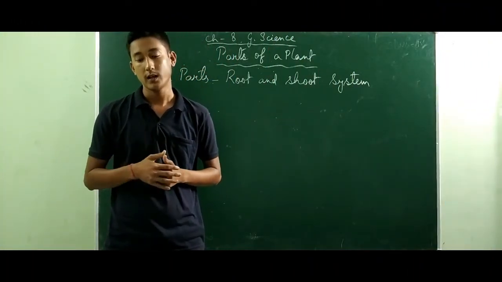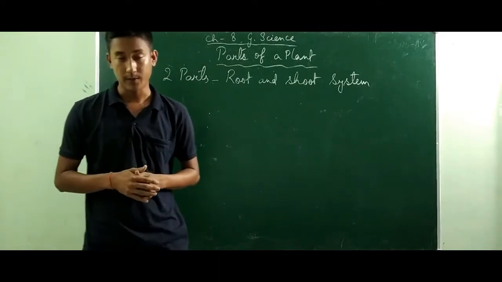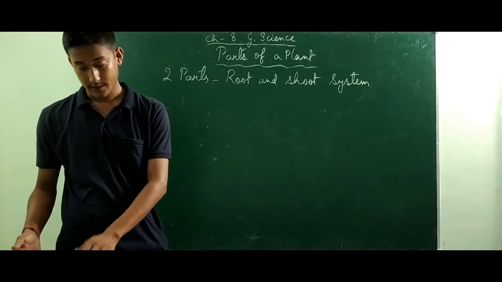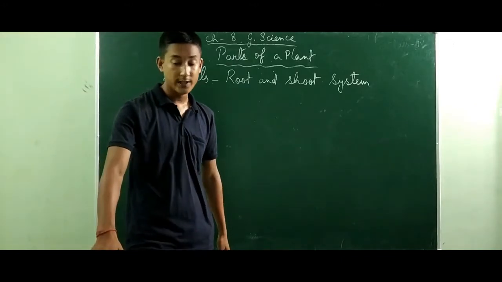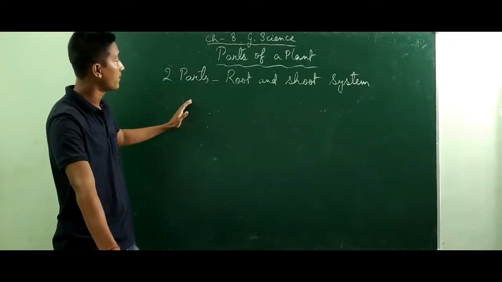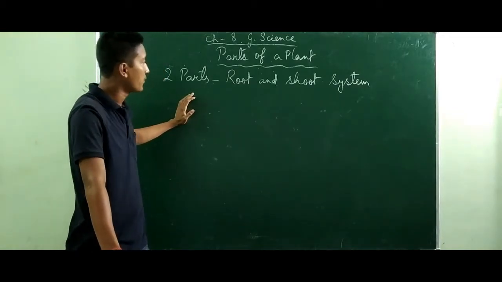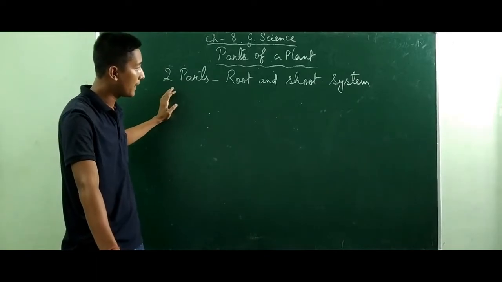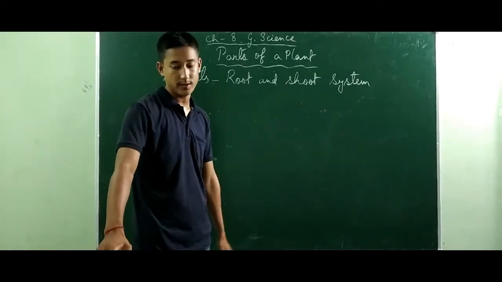Study about the parts of the plant, and that is a new chapter. In the previous class we studied chapter number 7, that is nesting habits of birds. Today in chapter number 8 we are going to study about parts of the plant. In plants we have two main systems, or we can call it two main parts of the plant, that is the root system and the shoot system.